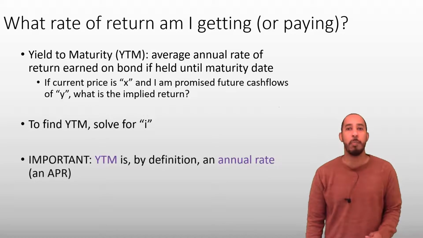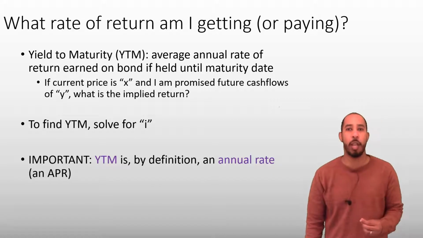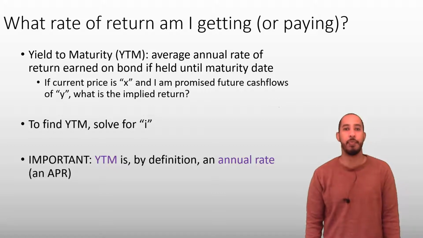One thing you should keep in mind is that the yield to maturity is, by definition, an APR. It's an average annual rate of return. So you need to be a little careful with the time units when trying to find the yield to maturity. You'll see what I mean by that with this example.